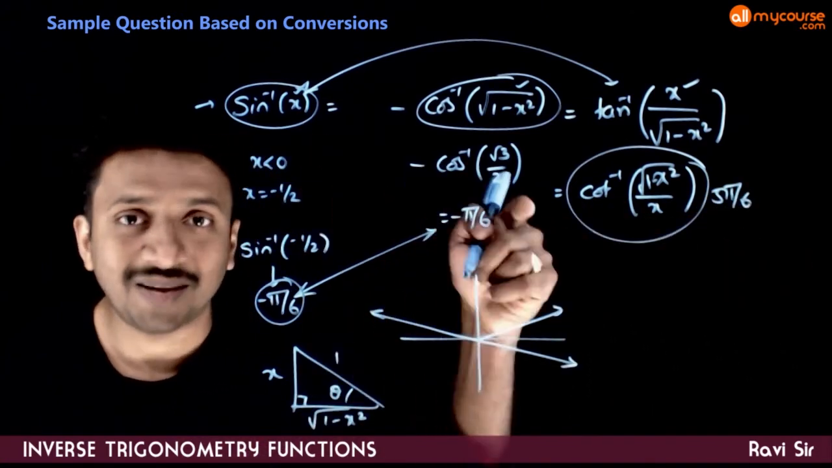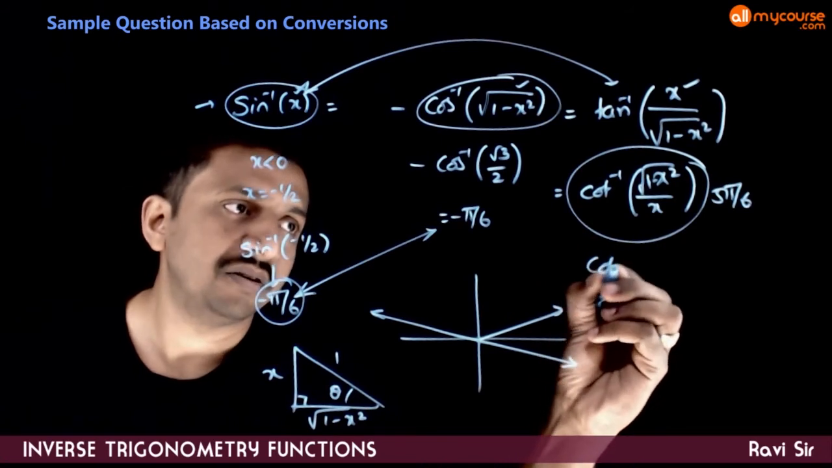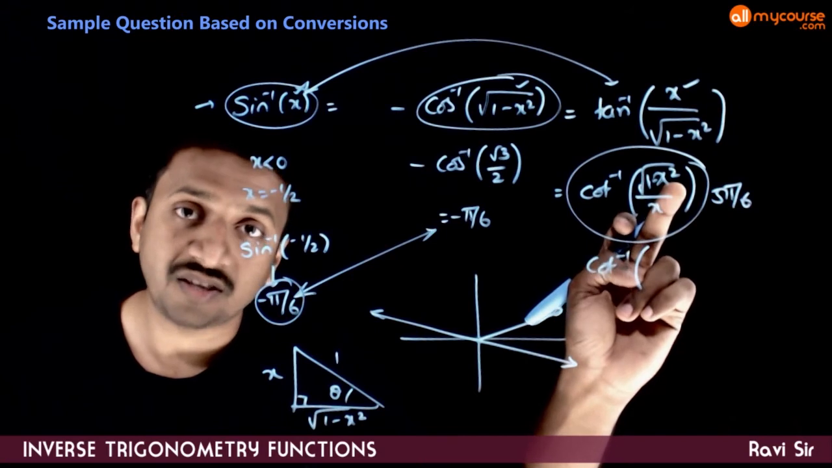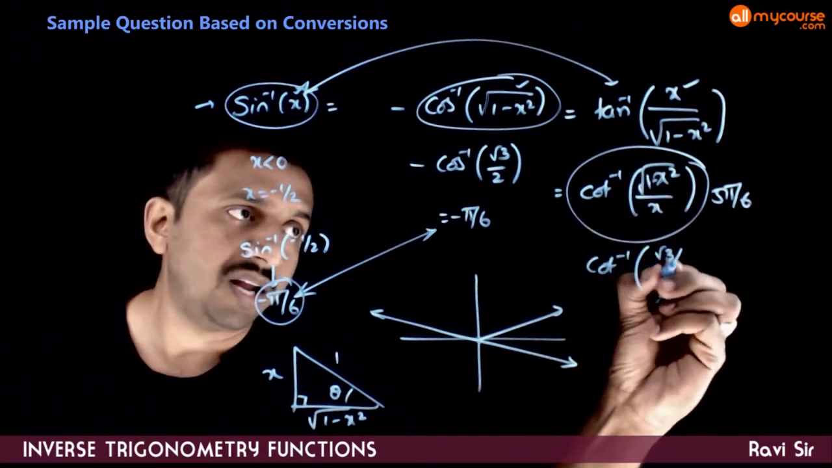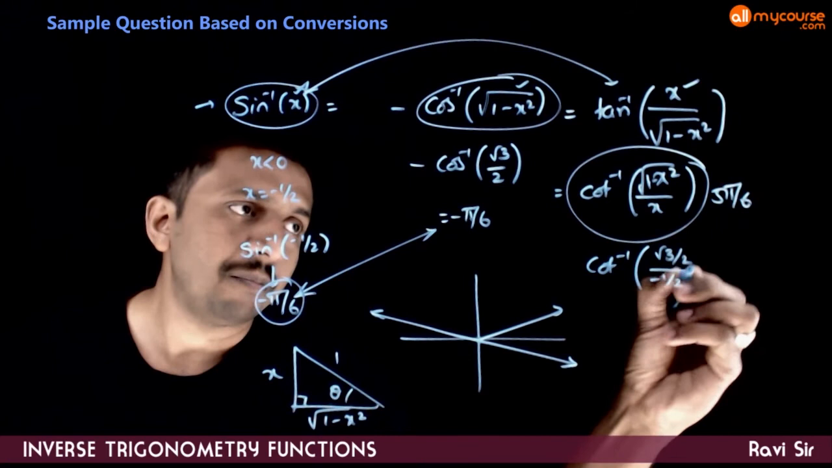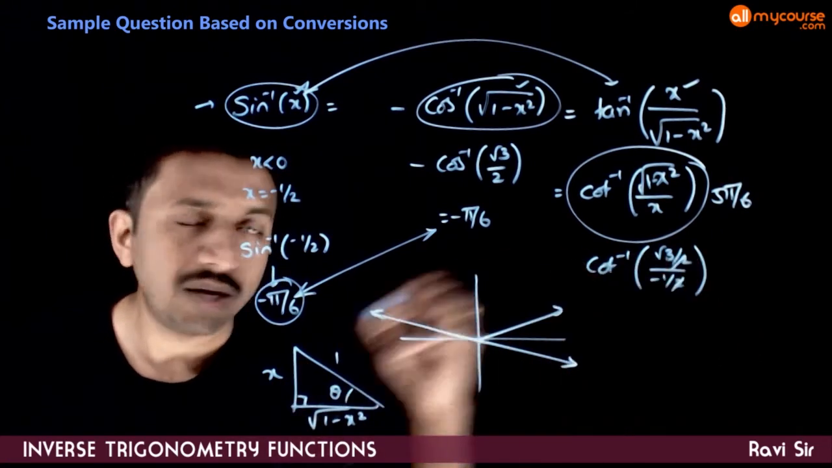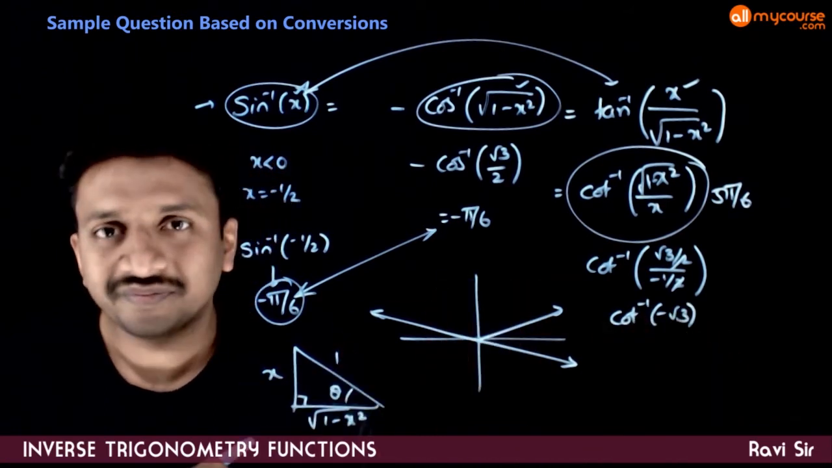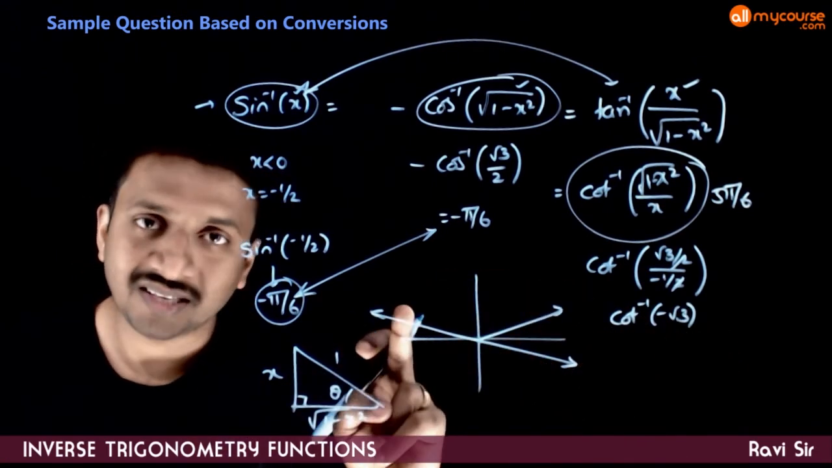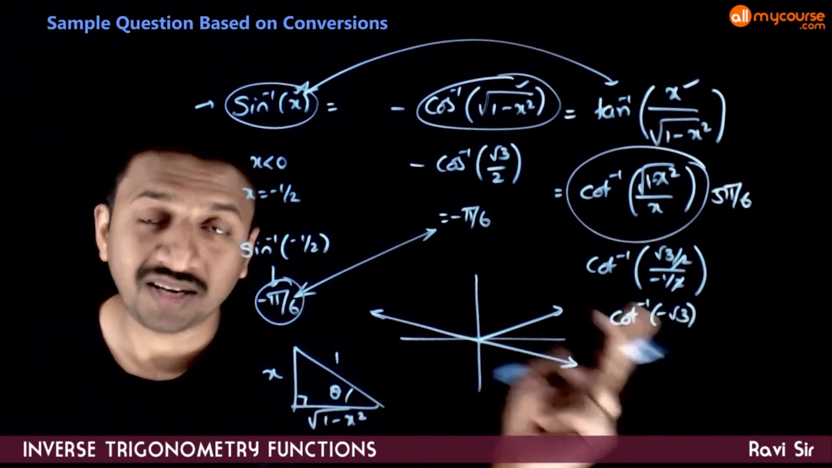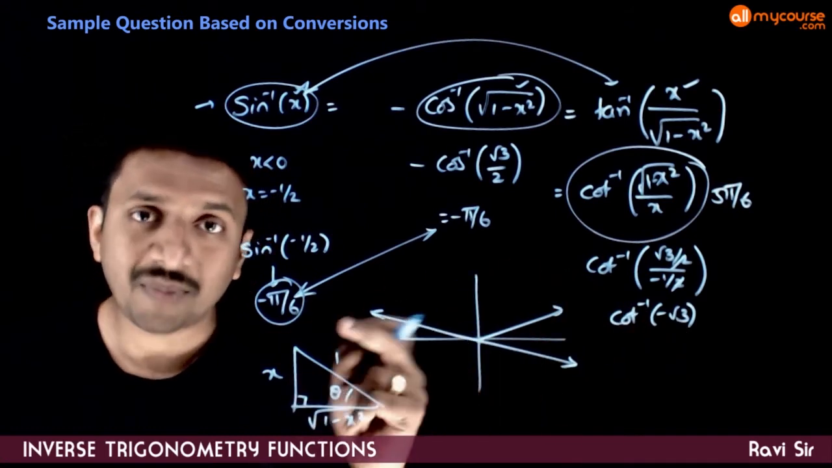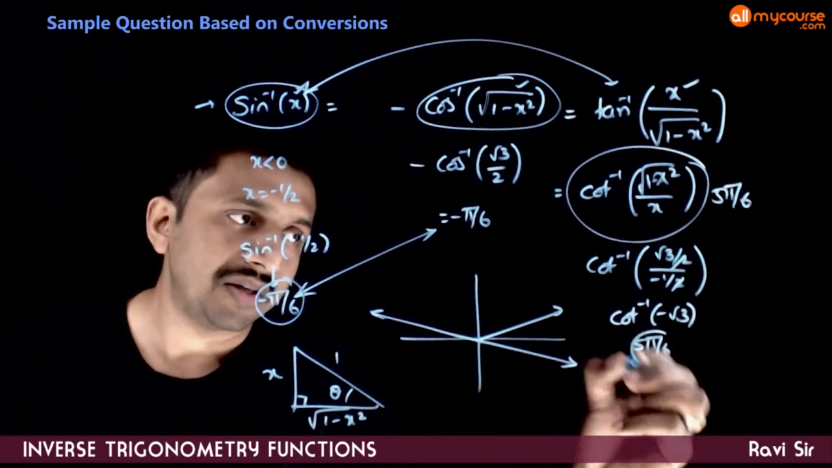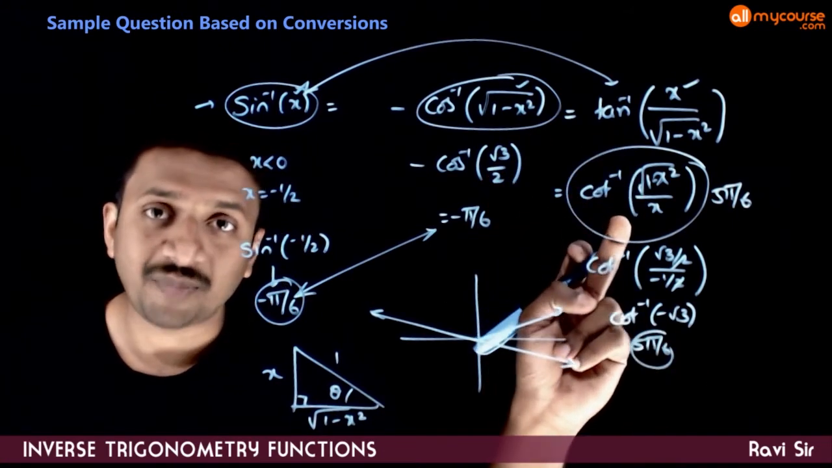So let us use this example and see. If x is minus half, cot inverse of root of 1 minus 1 by 4, which is 3 by 4, so root 3 by 2 by minus 1 by 2. 2 and 2 get cancelled. So you are getting cot inverse of minus root 3. A negative angle in the second quadrant corresponding to root 3, you get pi by 6. So pi minus pi by 6 is the answer. So the answer on the right hand side is 5 pi by 6.